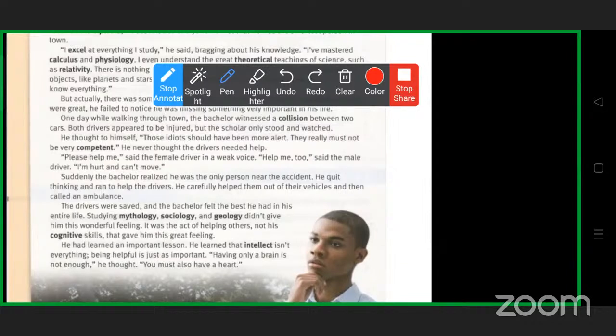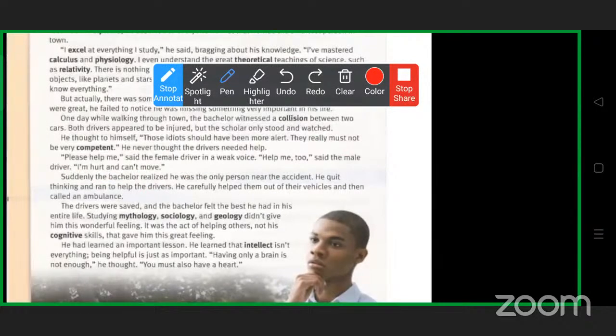That's the thing. "Please help me," said the female driver in a weak voice. So when she said that in a weak voice, "Please help me out," the male driver said, "Help me too, I am hurt and I can't move." Both of them said that they couldn't do anything, they were unable to move.